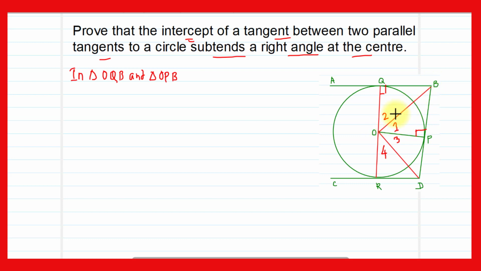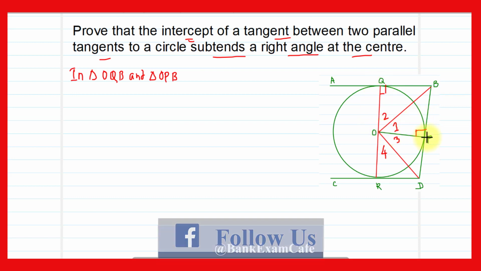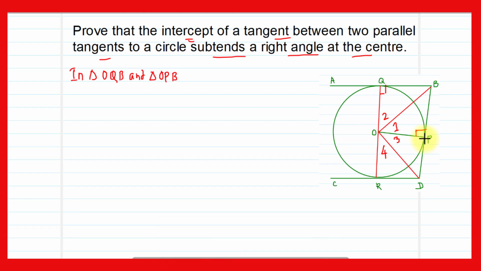And therefore OB is a radius, and this OB is the hypotenuse, and the hypotenuse is common to both the triangles. Similarly OQ and OP are equal because both are radii of the same circle, and therefore by the RHS rule we can say that these two triangles are congruent.